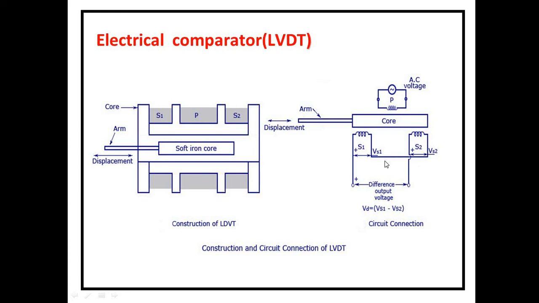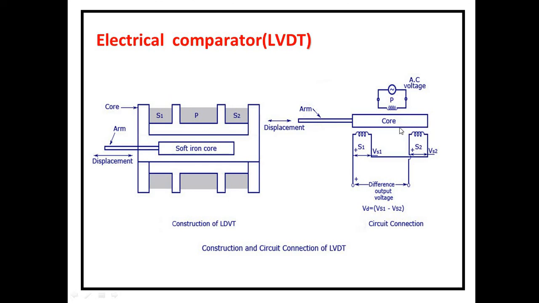In the previous case it was 0 or nil, isn't it? Now the core has moved towards S1. Why has this core moved towards S1? Because there is some kind of dimensional difference. So because of the dimensional difference, this core can move either towards S1 or towards S2. Similarly, in the second case, the armature has moved towards S2.